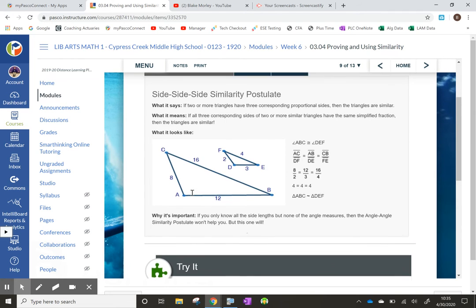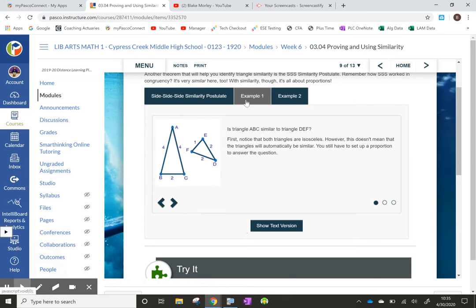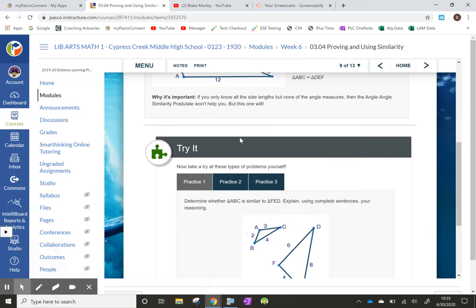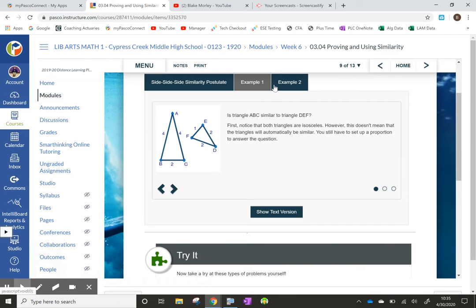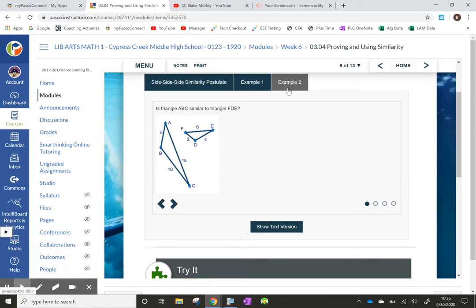All right, side, side, side postulate again. It gives us some examples here. Is triangle ABC similar to triangle DEF? Just by looking at it, it looks like it would be yes, because of the smallest side, 1 to 2. 1 is half of 2. And when you look at the other sides, 2 and 2 and 4 and 4, well, 2 is half of 4. So that does seem proportionally like it would line up. Without having to do any math, we could probably figure that out in our head, because we can tell what's double or half of one other thing pretty easily.